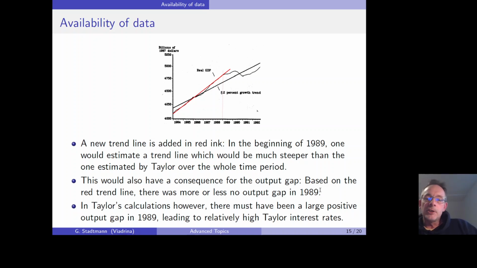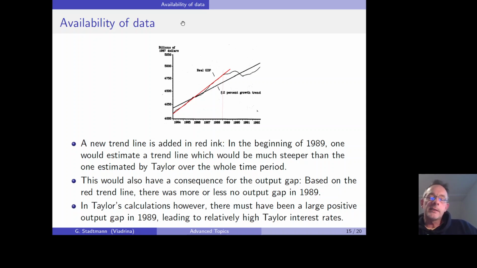So in Taylor's calculations, however, there must be a large positive output gap in 1989 because there is a big difference between the trend and the actual level of GDP. And therefore, in Taylor's calculation, also the Taylor interest rate should be relatively high. So this is a question of the availability of data. In 1989, the information about how GDP looks like in 1990, 91, and 1992 is not available at all.